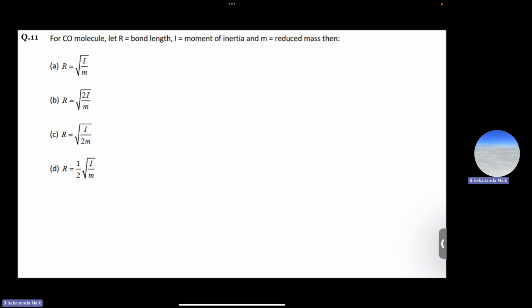So these are the 4 options, and we need to find out what is the correct one. I'll give you a few minutes to think about this question, and then we will discuss.